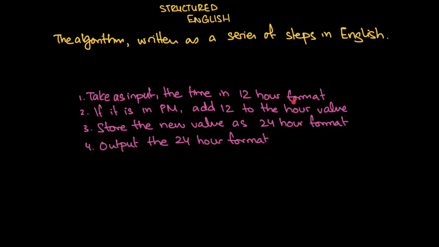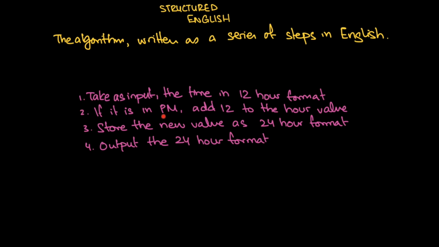When we say the time in 12-hour format, this suggests to the user that maybe you should save whatever input you take in a variable that you can call something like 12-hour time. So that's that. And the second instruction is clearly a selection statement because we have set a condition.